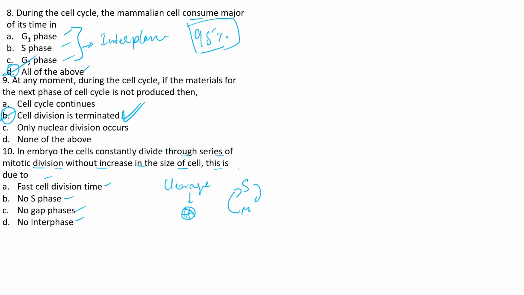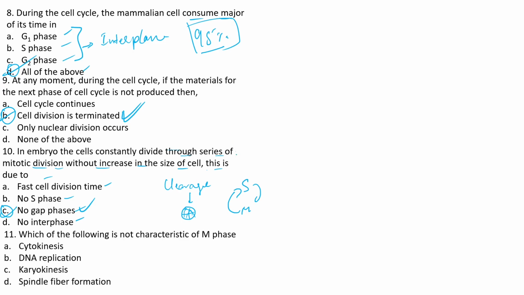So within the tiny amount of cell that is present, the number of cells gets added on. So we can say the right answer here is that there are no gap phases, no G1 phase, no G2 phase, only from S to M and M phase to S phase directly. Yes. Which of the following is not a characteristic of the M phase?